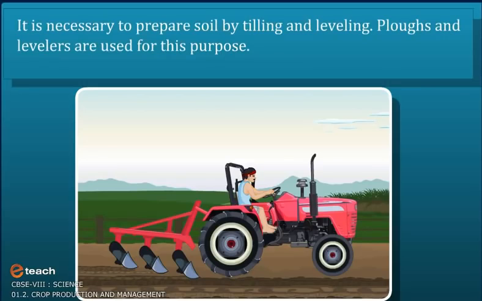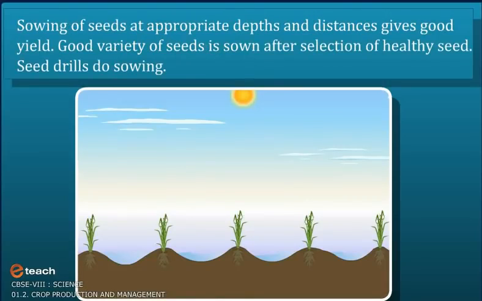Summary. It is necessary to prepare soil by tilling and leveling. Plough and levelers are used for this purpose. Sowing of seeds at appropriate depth and distances gives good yield. A good variety of seeds is sown after selection of healthy seeds. Seed drill does sowing.